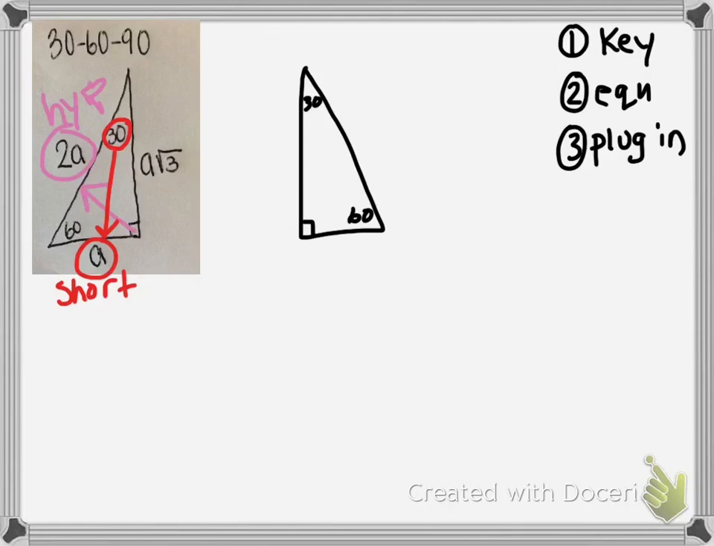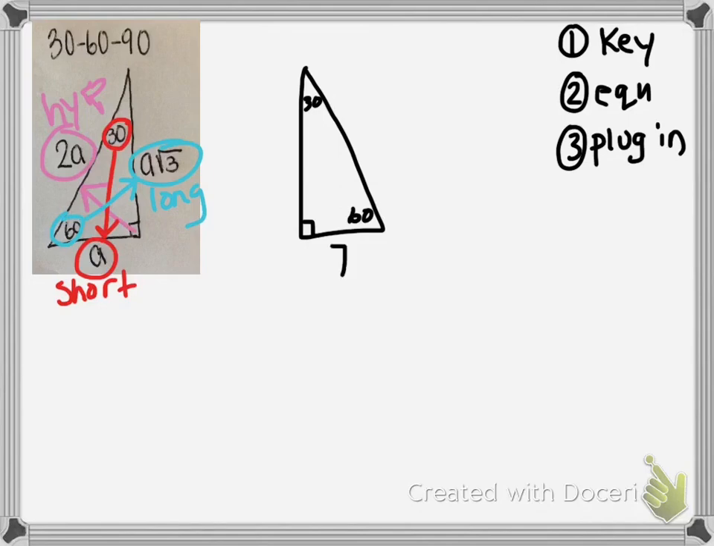Okay, if you find those two, then the last one is automatic. The 60-degree side is going to have that A root 3. We call that the long side. Okay, so over here on my figure, let me put a number on. We're going to have a 7 there.